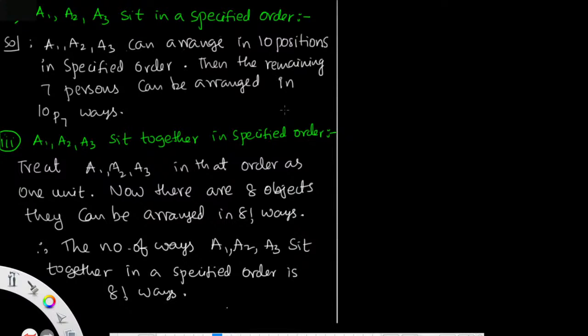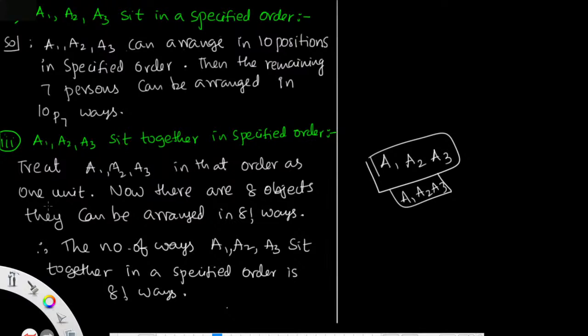And the third one is A1, A2, A3 sit together in a specified order. So compulsorily, this should not be changed. That is, no internal arrangement of this. There is no difference in A1, A2, A3, such as A2, A1, A3, not in the same order. No changes in A1, A2, A3. Always keep it as a bundle, as one unit, in that order only. There is no change of A1, A2, A3.